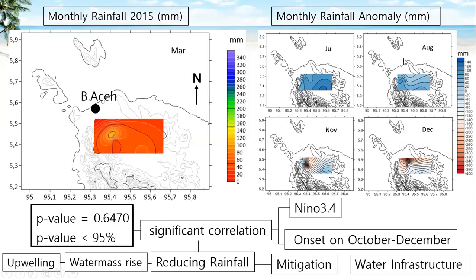Okay, so here we have significant correlations between rainfall and Nino 3.4, which represents the El Nino condition. So what we could find here is that rainfall is reducing in Aceh Besar. This is Banda Aceh where we live. On the other hand, in the oceans, we would find upwelling that might contribute to the abundance of fisheries productivity in the oceans.